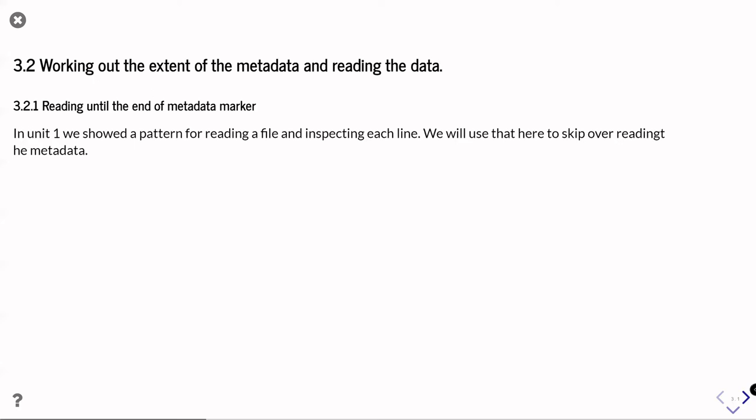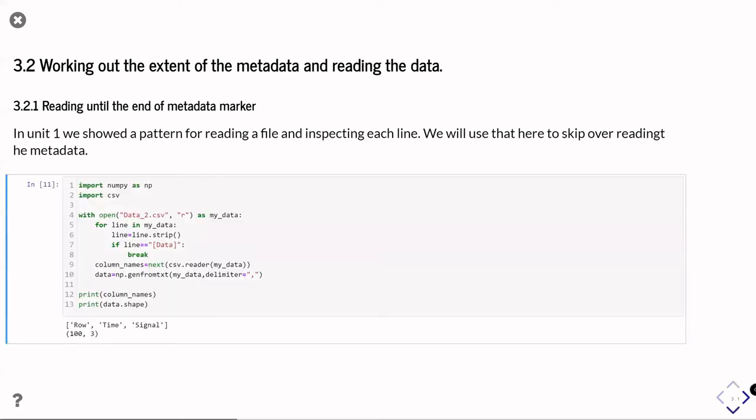So actually the pattern I'm going to use, we introduced in unit one, where we showed how you could read a file line by line, and then either skip over lines or stop reading when you reach some line that you recognized. And the code to do that looks a bit like this. So we start off by importing NumPy, and we're also going to import the CSV module because we're going to use that in a bit.